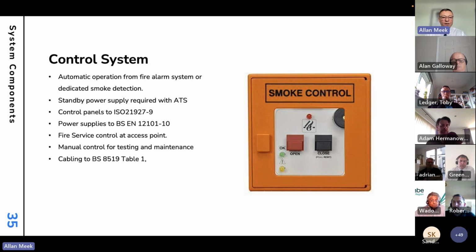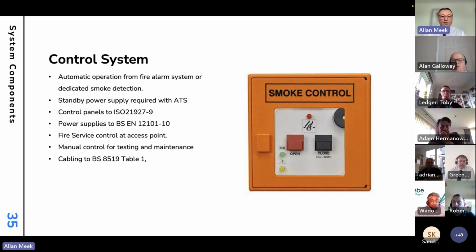We should also have a fire service control at the access point. The fire service are increasingly reluctant to use manual controls and would much prefer systems operate automatically. However, the standard does suggest that a simple fire override switch with auto on-off positions should be provided at the fire service access point.